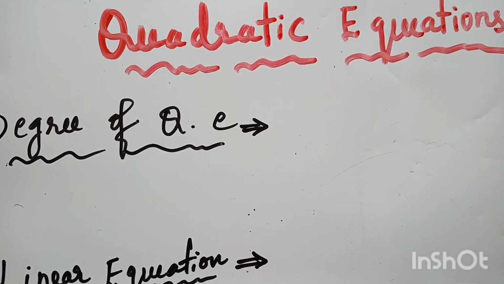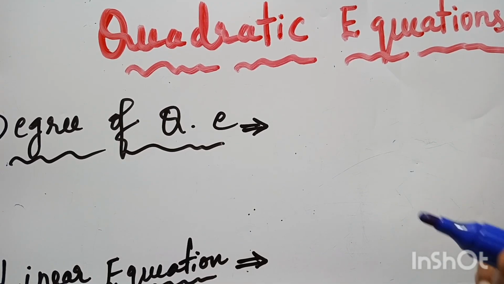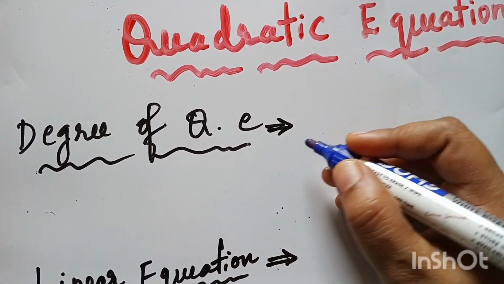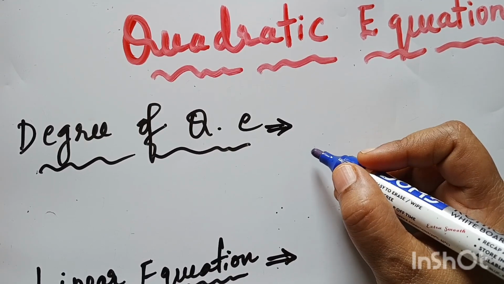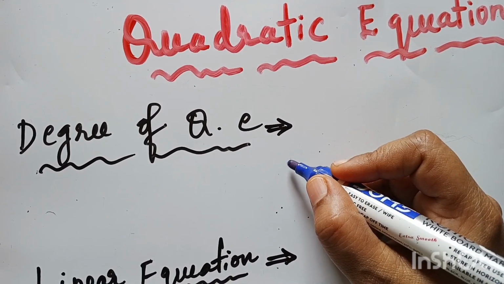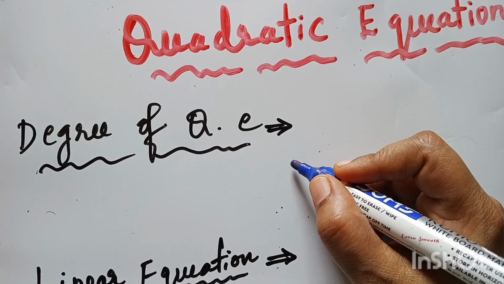Our new chapter, chapter 5, quadratic equation. Before quadratic equation, we will first learn what the degree of a quadratic equation is. It is an algebra chapter. In algebra we have numbers and literals. Algebraical terms mean constants and variables.